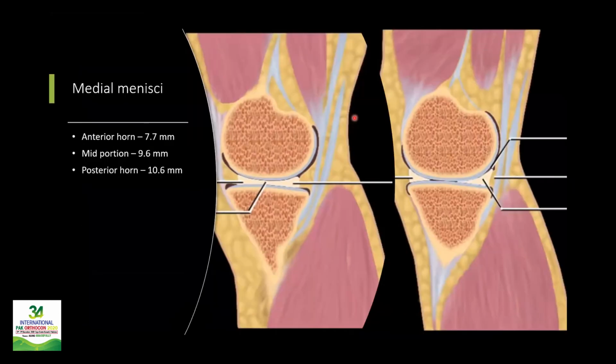Now for the medial meniscus, I'll just take it shortly. The anterior horn is going to be about 7.7 millimeters, whereas the posterior horn is going to be 10.6 millimeters. These are just approximate values, but what you need to appreciate is that in the medial meniscus, the posterior horn is relatively larger than the anterior horn.